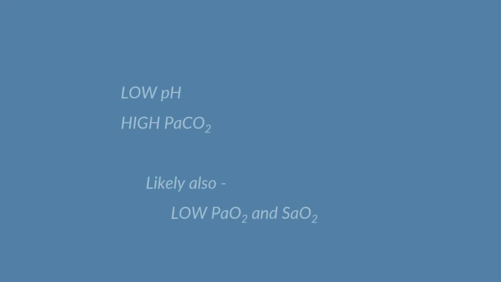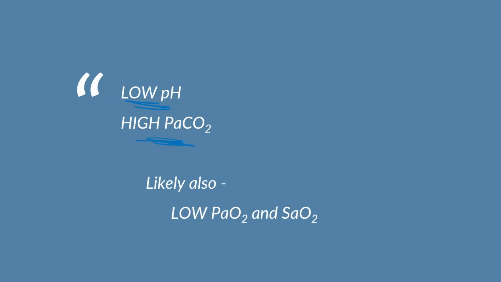So now that we've reviewed how to interpret the acid-base portion of an arterial blood gas, we're going to start diving into the 4 specific conditions and what causes them and how they present. So the first one we're going to look at is respiratory acidosis. The lab values that you're going to see in respiratory acidosis are a low pH and a high PaCO2.